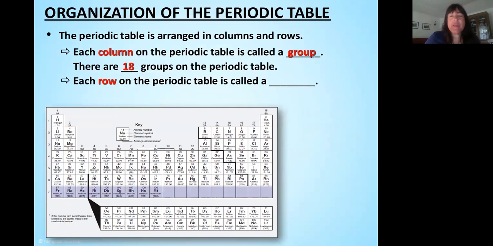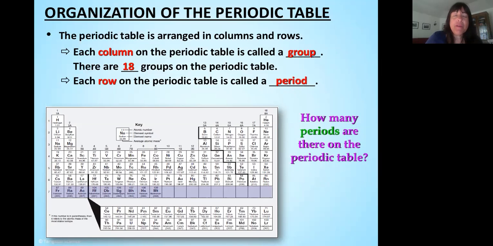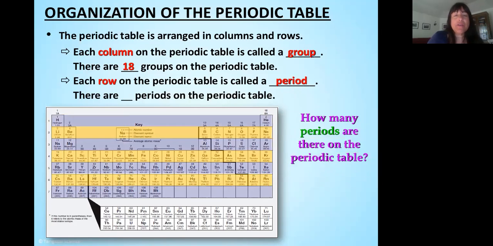Each row in the periodic table, horizontal row now, is called a period. How many periods are there on the periodic table? You look at the side, they're numbered 1 through 7. There are 7 periods on the periodic table. What I want you to note is down at the bottom, I know somebody's raising their hand virtually and saying, wait a minute, there's 2 rows down at the bottom that are not counted in here. So the actual periodic table, those 2 rows at the bottom would be inserted.